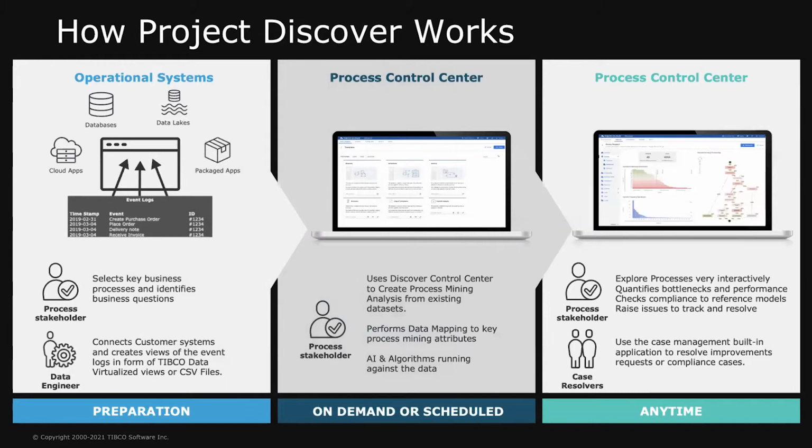Okay, so how does Project Discover work? It's very simple. On the left side, there are three phases. First, we connect to your systems and we expose what we call the event log data across multiple sources. We use a technique called data virtualization. We create a sort of virtual data mart, if you will, and your data doesn't need to move. That's the good news. Then in the middle, we run process mining algorithms on demand or on a scheduled basis, as you want. And then on the right side, finally, we offer a visual, very interactive exploration and quantification of metrics about your processes.